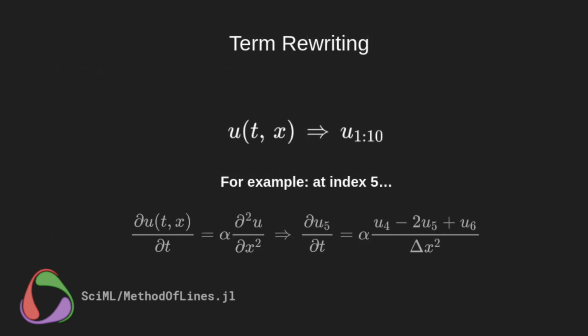The way we do this is to create an array of symbolic variables, u1 through u10, for example, if we were discretizing into 10 steps, to represent the discretized form of the variable u. Then, for example, at index 5 for the heat equation, we would take the spatial derivative term in x here and replace it with its centered finite difference approximation, shown here. Likewise, for the term in the ODE, we replace it with the symbolic variable at that point. Thus we have an ODE for index 5. Repeat for all indices, and we'll have all ODEs necessary to approximate the PDE.